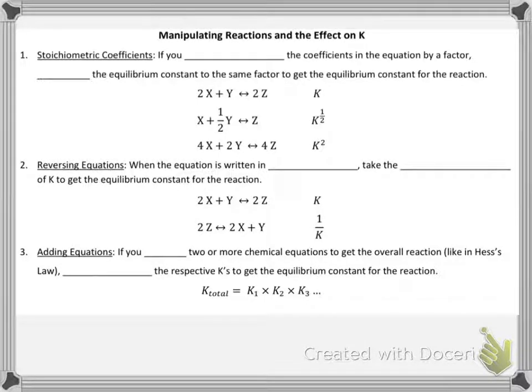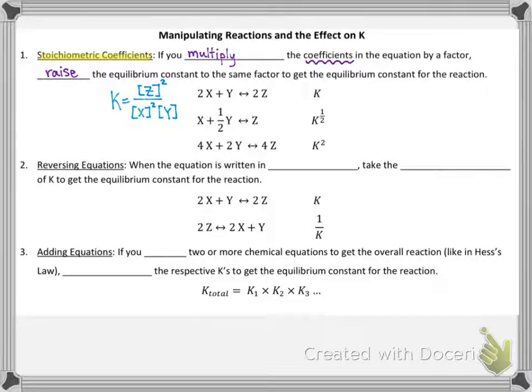Today we're going to look at manipulating reactions and see what effect that has on the equilibrium constant K. First, let's talk about changing stoichiometric coefficients. Well, if you multiply the coefficients in an equation by a given factor, you actually have to raise the equilibrium constant to that power to get the equilibrium constant for your new reaction. Let's take a look at why that is.